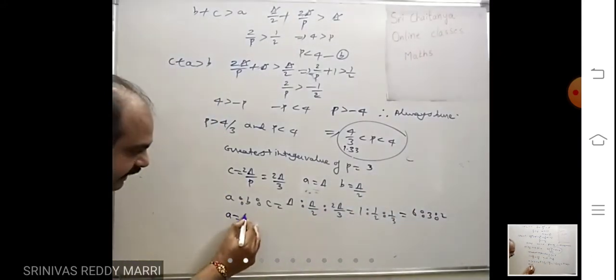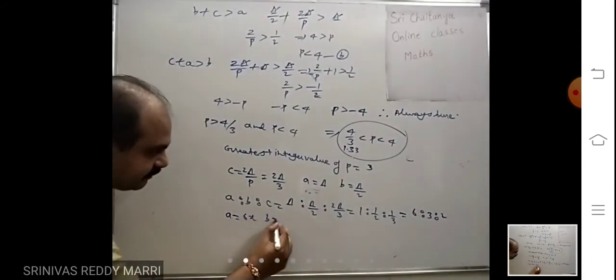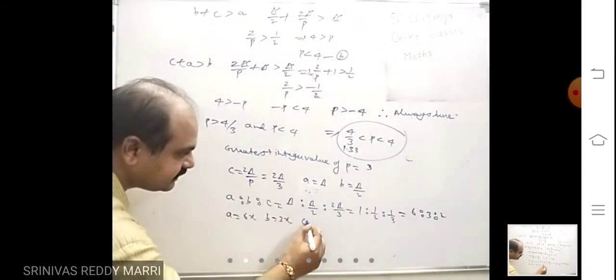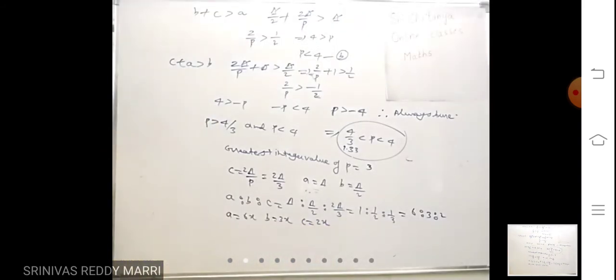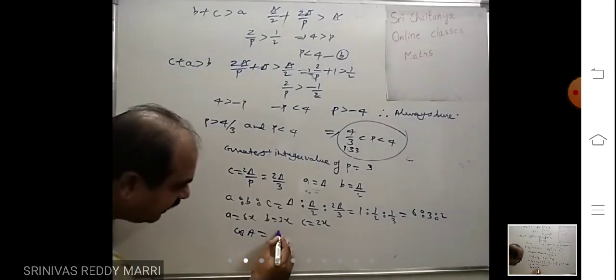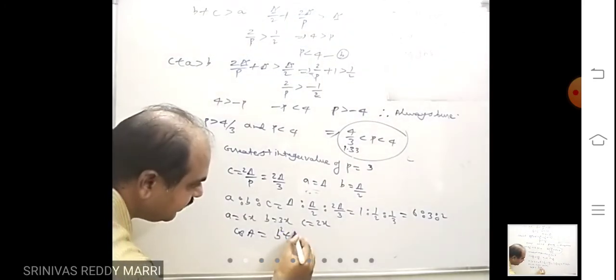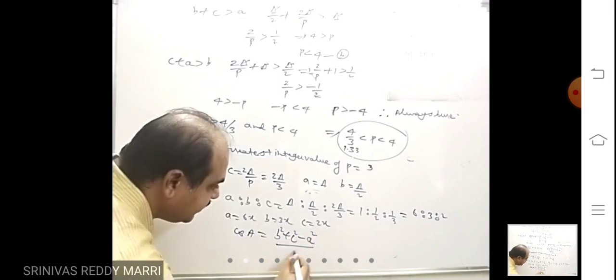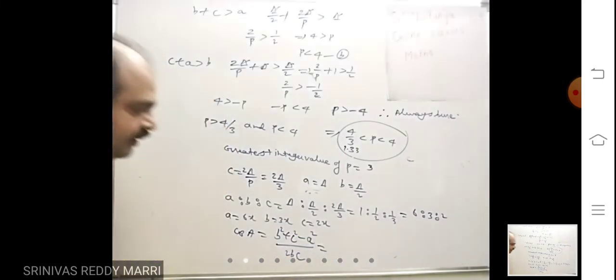Let us say A is some 6x, B is some 3x, C is some 2x. Right? So now I am calculating what is cos A. I have to decide whether it is an acute angle or obtuse angle. I am calculating cos A. What is the formula? B square plus C square minus A square divided by 2BC.